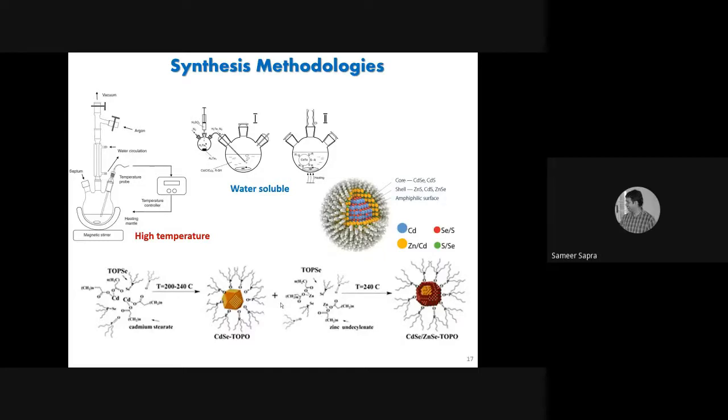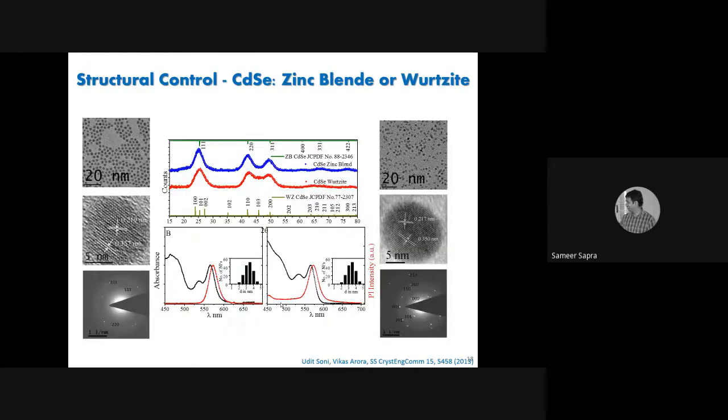Now, once you've synthesized these particles, you'd like to characterize them. And again, from examples of the colloidal synthesis of cadmium selenide, this is a typical transmission electron micrograph for these particles. And you see these are monodispersed in size.